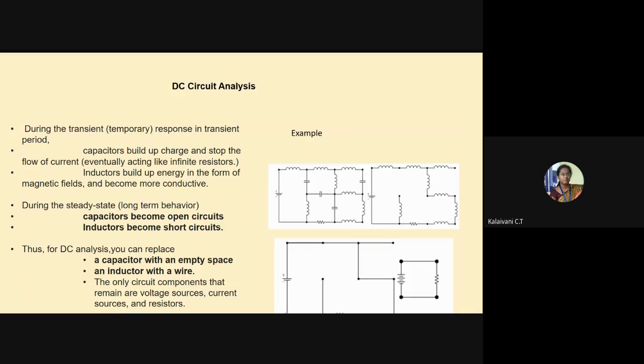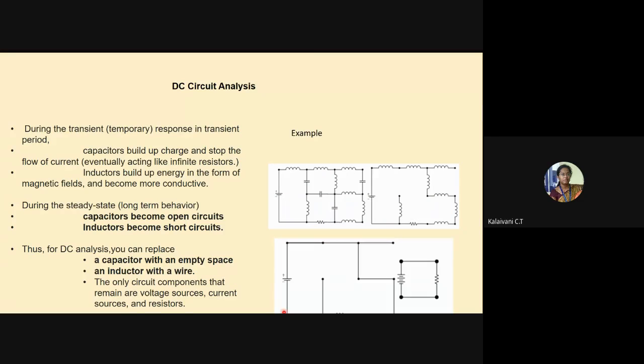So just a recall about our steady state analysis. Here we're not going with transient, I'm only taking the steady state analysis. In case of transient, it is the temporary response and short duration. Timing will be mentioned. And in steady state, there is no timing mentioned. So we'll go for steady state analysis. So in case of steady state, capacitance becomes open circuit and inductance becomes short circuit.